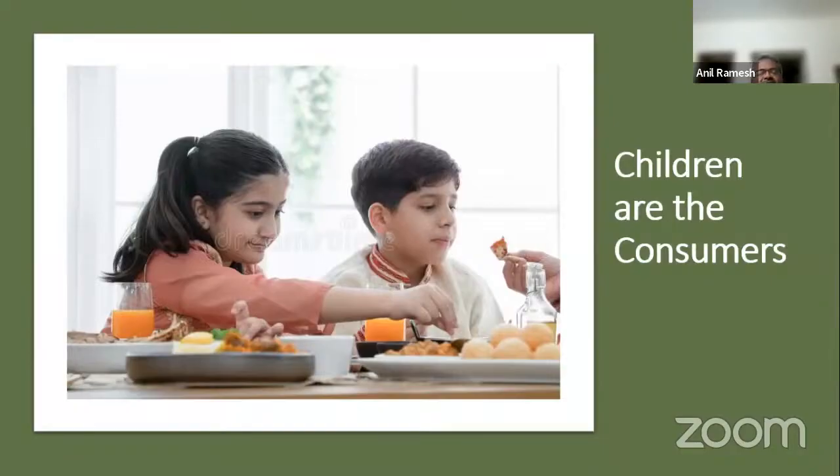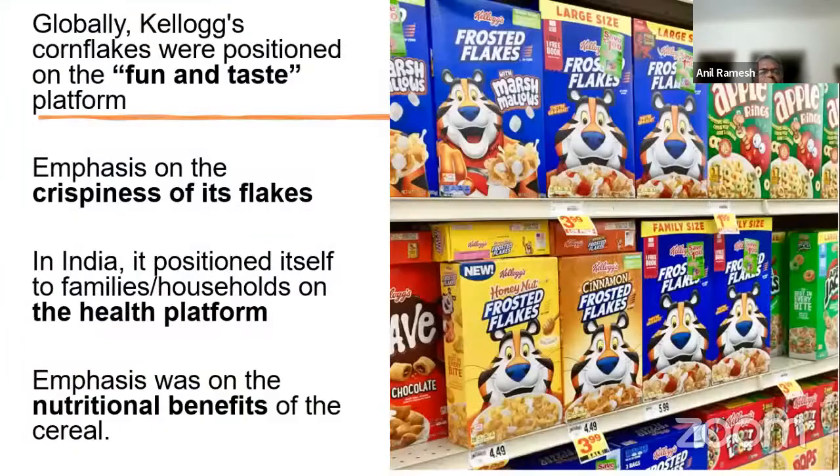This was one very critical thing that comes out in this case study, that they thought we will directly target the children for the taste and the fun and the color. And I'm not saying they don't know, but simply maybe it was like an undercurrent that they thought that we will directly position it as a fun product for the children, and somewhere down the line, the entire communication strategy was not exactly correct. So, globally, Kellogg's cornflakes were positioned on the fun and taste platform.